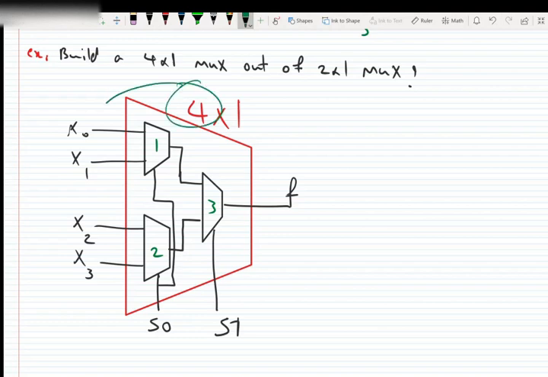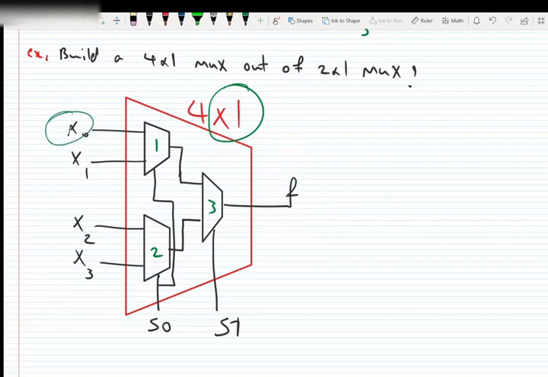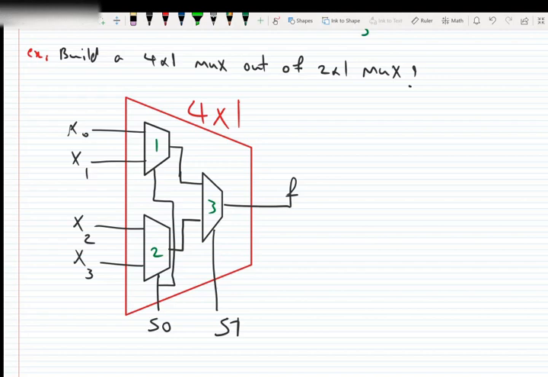4 is the number of inputs, and 1 is the data bit width, like the bandwidth of inputs and outputs, because here we have 1 bit inputs and a 1 bit output. We say 4x1.